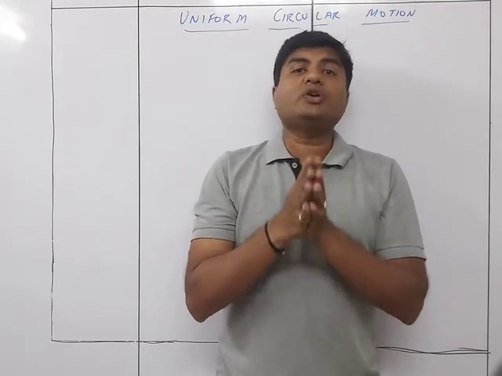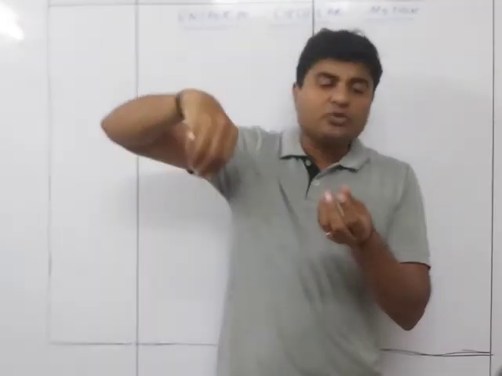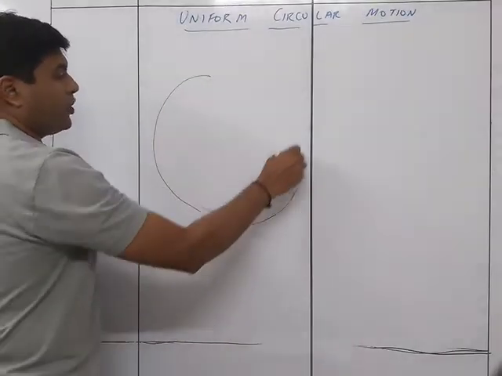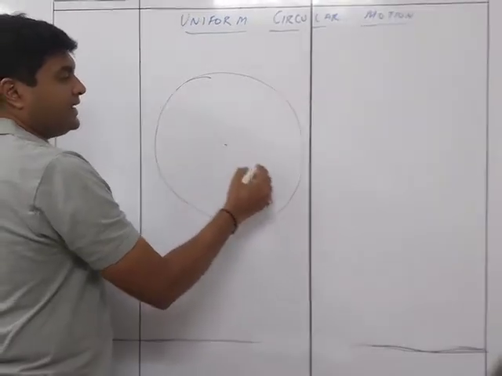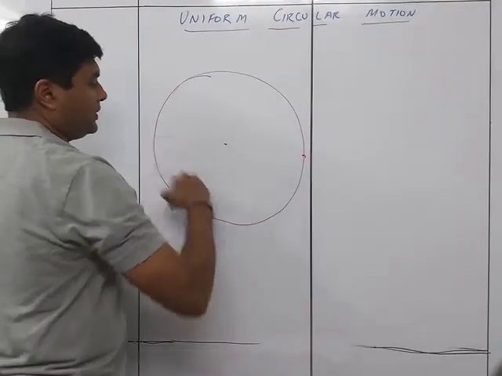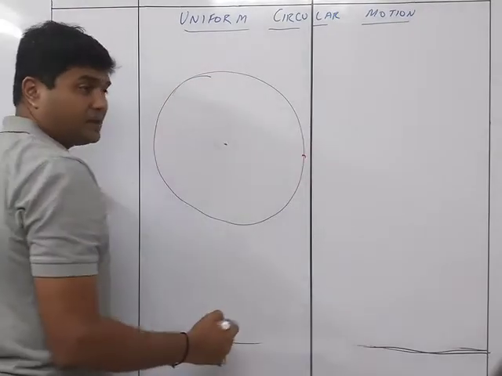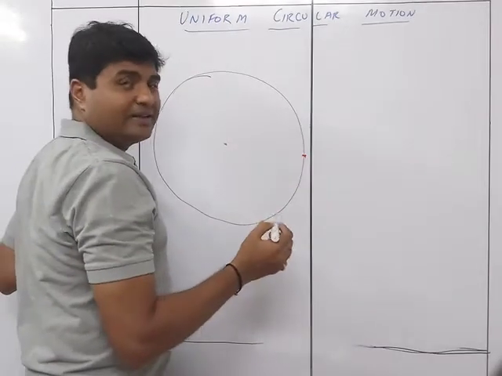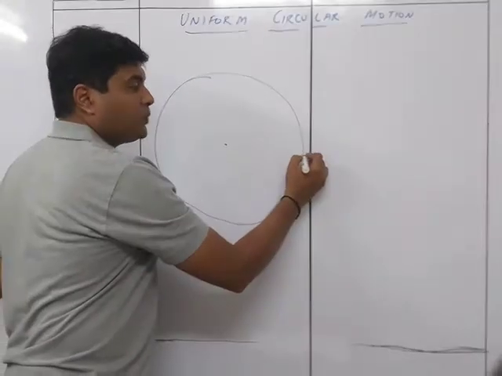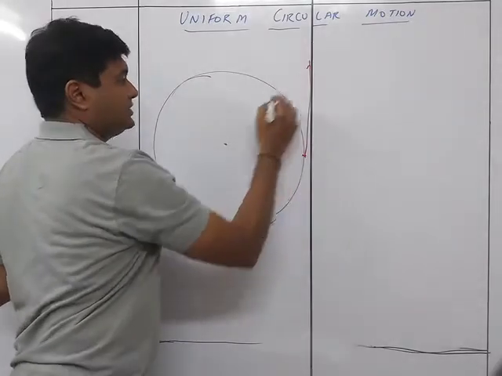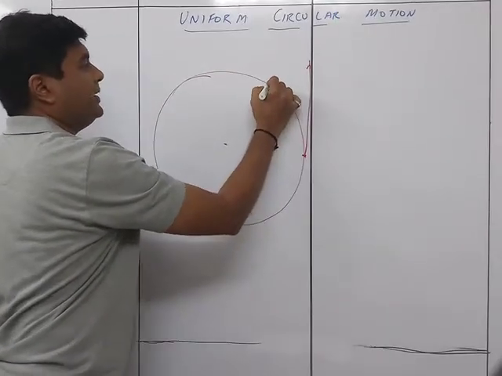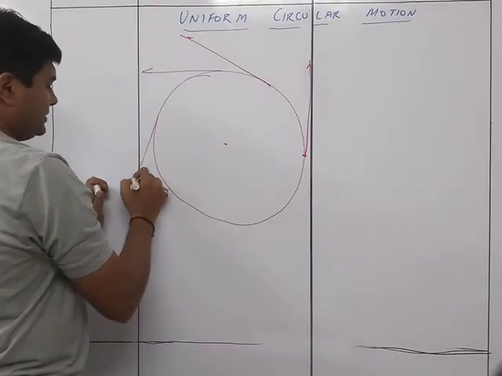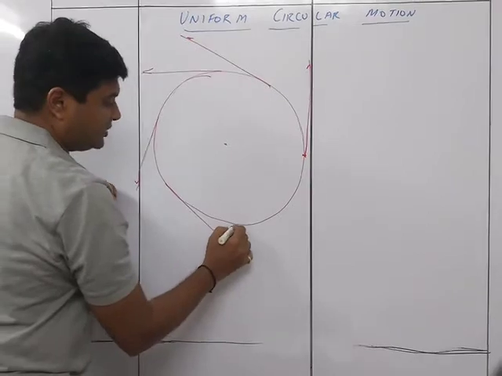Whereas when it comes to uniform circular motion, it is going round and round. If somebody is following this particular route, traveling at the same speed continuously, then at any point, if I see the direction in which it is traveling, at this point the direction is tangential like this. At this point over here, it will be tangential like this. At this point, like this. Here, like this. At this particular point, like this. At this point, like this.